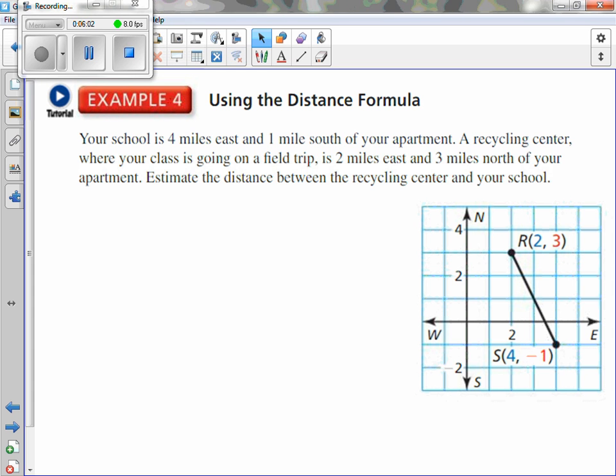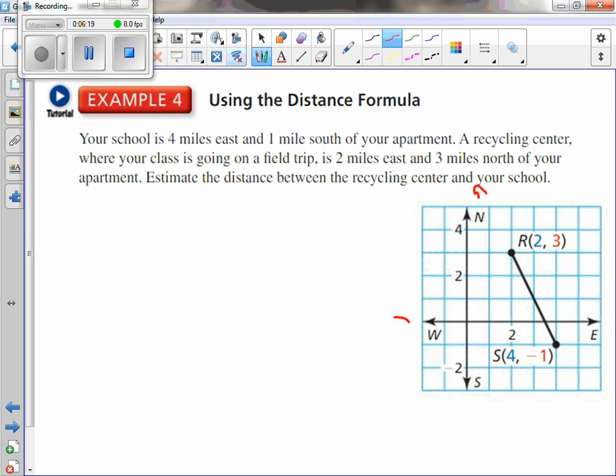So I went on and set this up here. Now we're talking about our apartment, wherever we're living, as the origin. It's at (0, 0). So as I said, your school is 4 miles east and 1 mile south. So north, going up this direction, west, south, east. 4 miles east and 1 mile south is our point here. This is where the school is at, (4, -1).